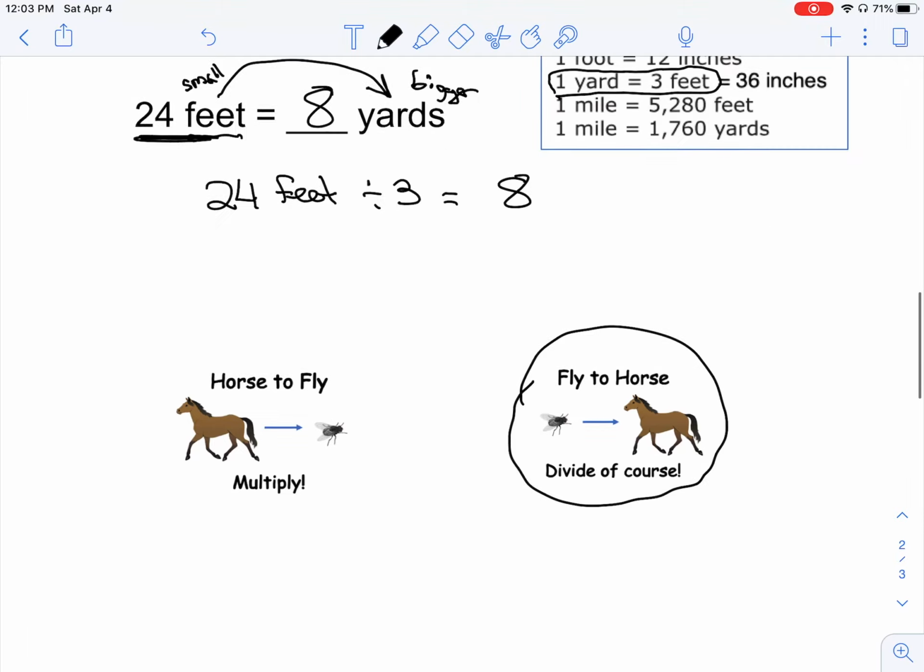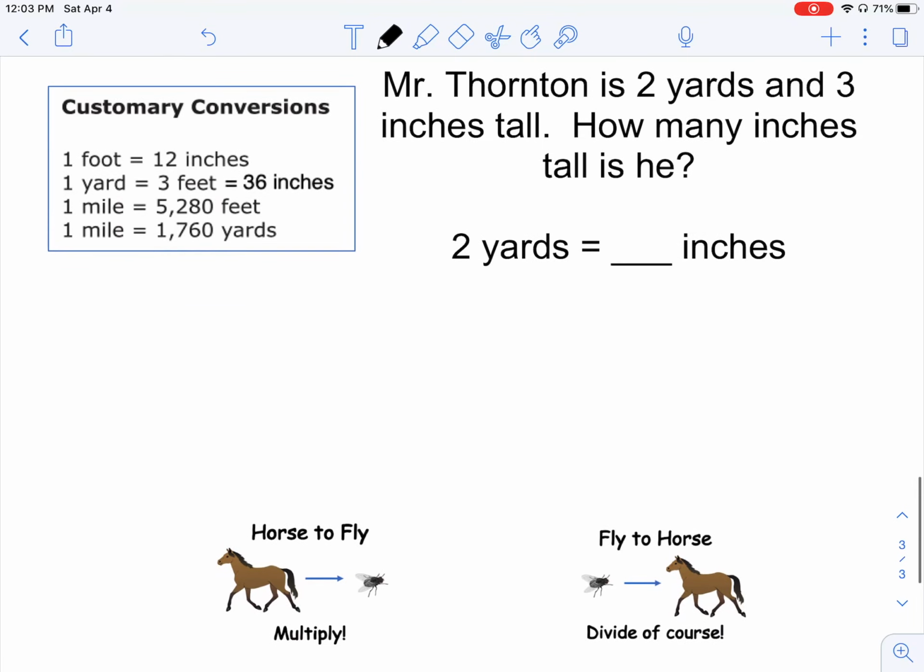All right, one more problem. This one's a little trickier, but not too much. Mr. Thornton is 2 yards and 3 inches tall. How many inches tall is he? Well, I'm not 3 inches tall. If I was 3 inches tall, I could fit in your pocket, but no, I'm 2 yards and 3 inches tall. So what I have to do here is find out how many inches is 2 yards, and then I'm going to add 3 more inches to that total.